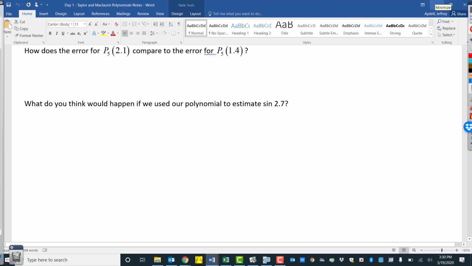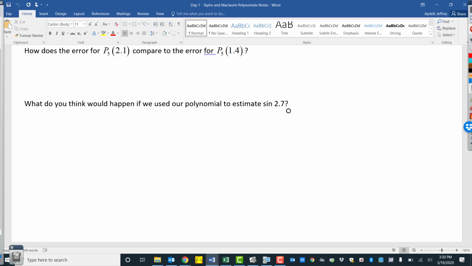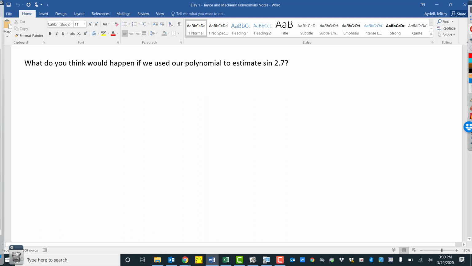Now, if we use our polynomial to estimate 2.7, we've gotten even further away from the center, so you should be able to make a good approximation about what happens there. The error should get bigger.